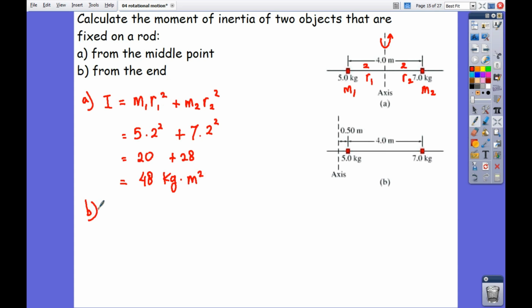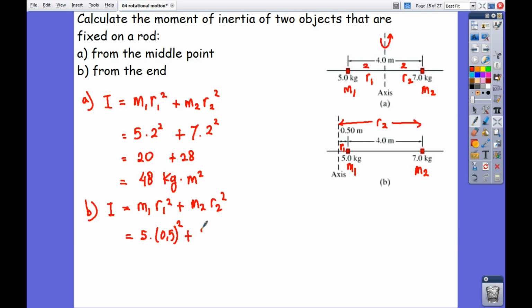For question point B, mass 1 is still the same and the distance r1 is this one, 0.5. Mass 2 is 7 kilograms and the distance is 4.5. Let's calculate m1 r1 squared added by m2 r2 squared: 5 times 0.5 squared added by 7 times 4.5 squared.